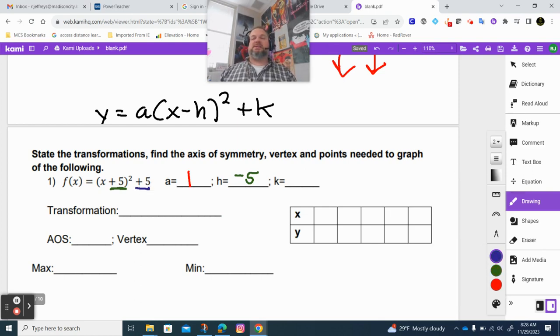And k is the number just out here, just kind of tagging along. So this number would be 5, just 5.